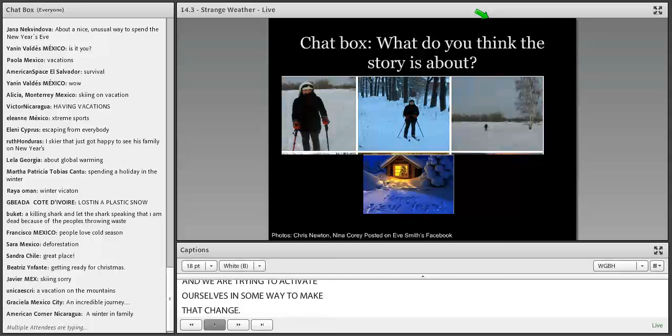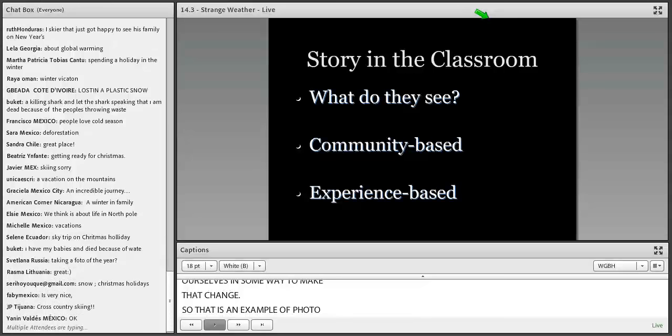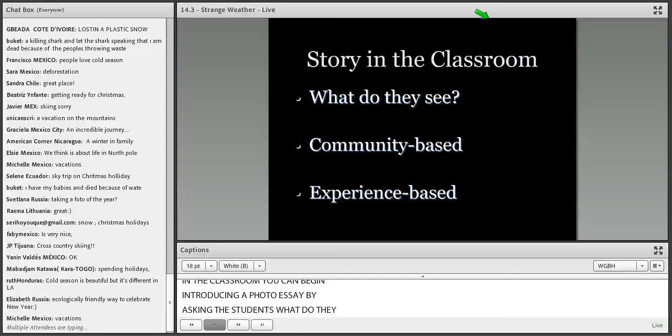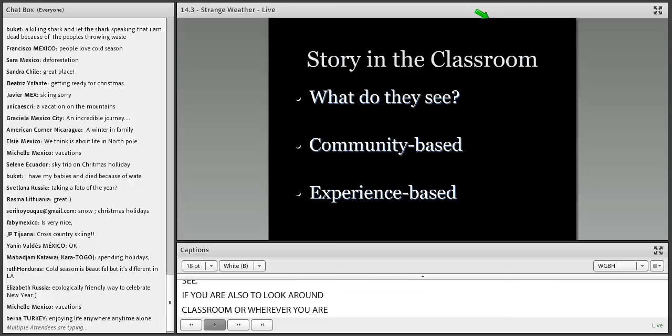Other ways to use photo essays in the classroom. You can begin introducing a photo essay by asking the students, what do they see? So if you are also to look around the classroom or wherever you are and you just look at, I can see a printer, I can see this, I can see that.